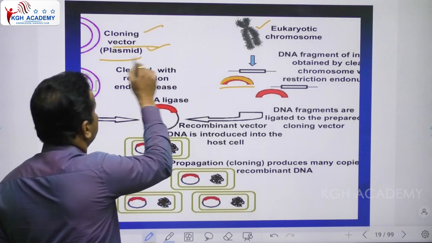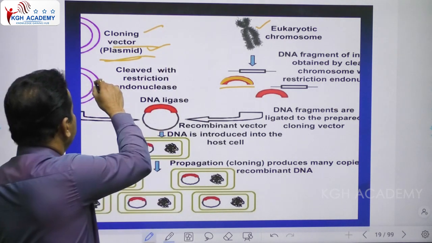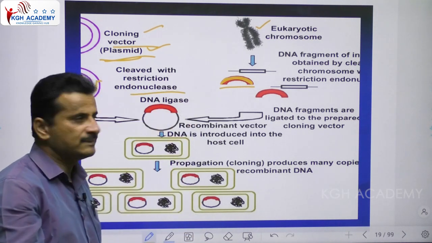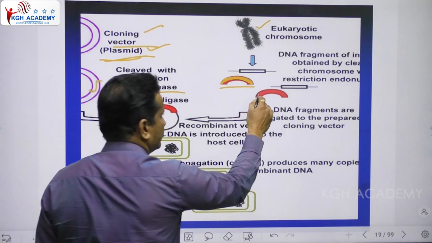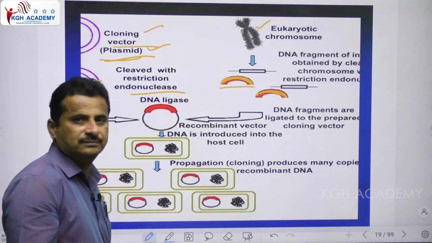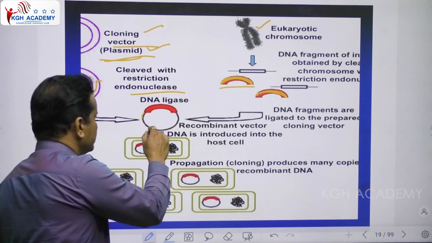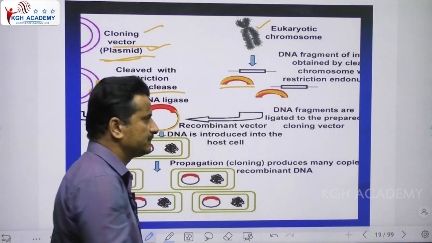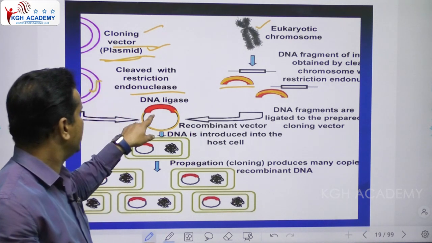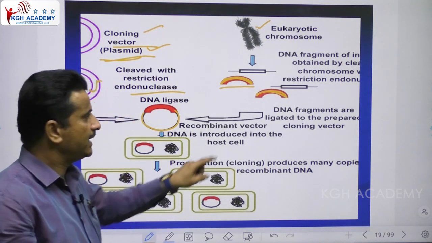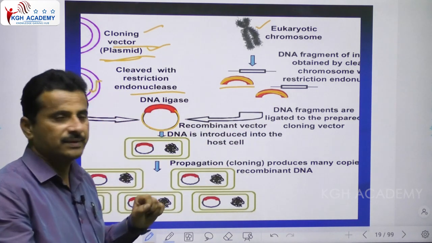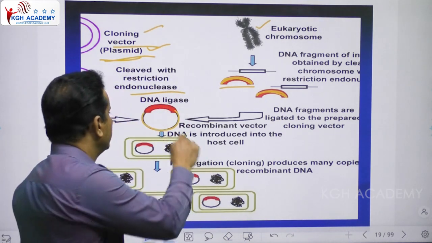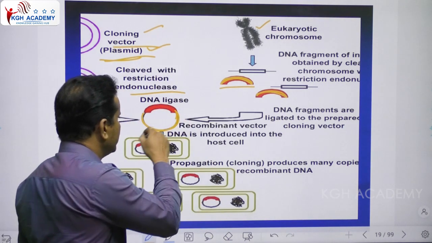See here, cloning vector plasmid. And next we cut this plasmid with the same restriction endonucleases. After cutting, next we add our interested gene here and paste it, pasting with ligase. See here, cutting of this plasmid, and next we add this gene here. Next, pasting: DNA fragments are ligated to the prepared cloning vector. Now our interested gene is present in this vector.